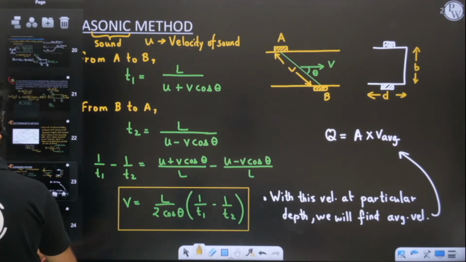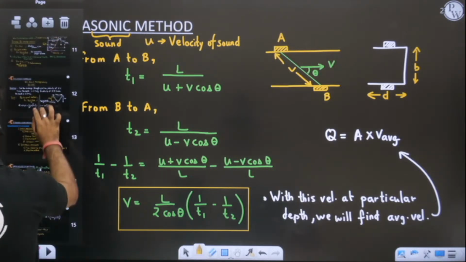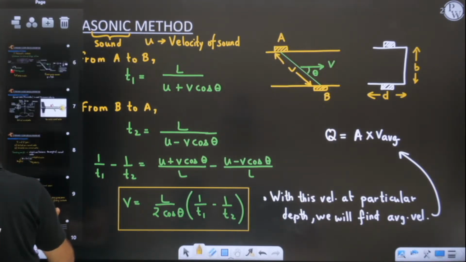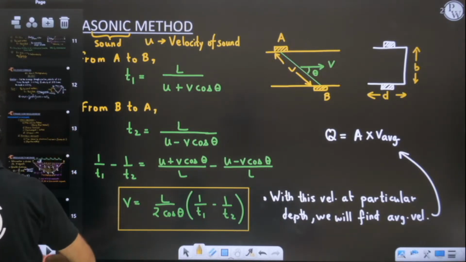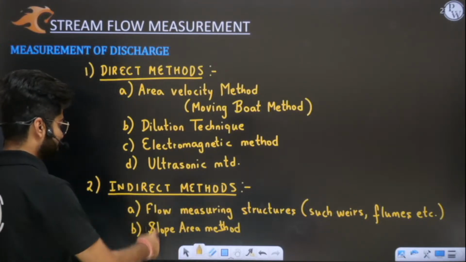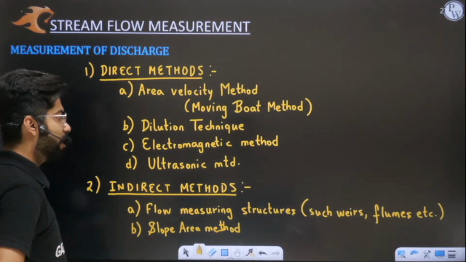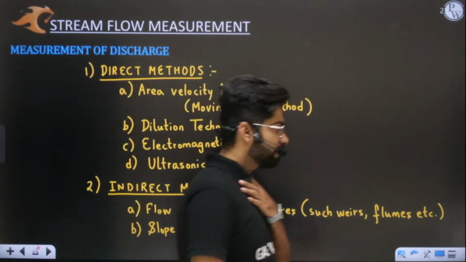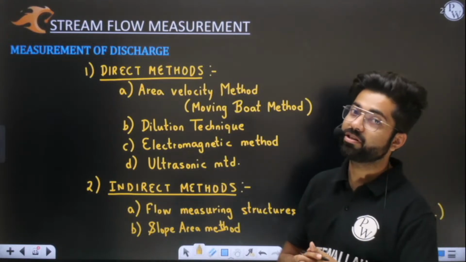Now we will discuss the remaining discharge measurement methods in the next class. Only one is remaining. Flow measuring structures is not so important. We have finished these four. We will discuss the remaining flow measuring structures and your slope area method in the next class. Tomorrow we'll start with hydrograph.